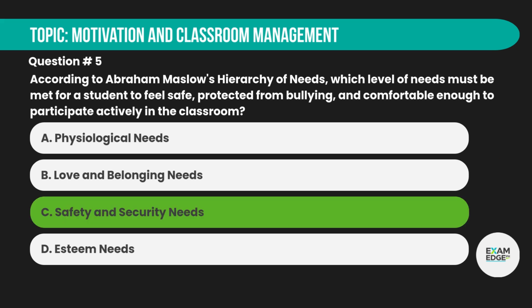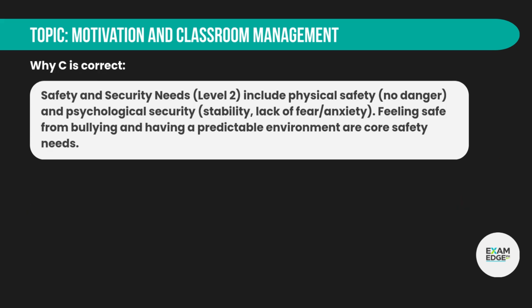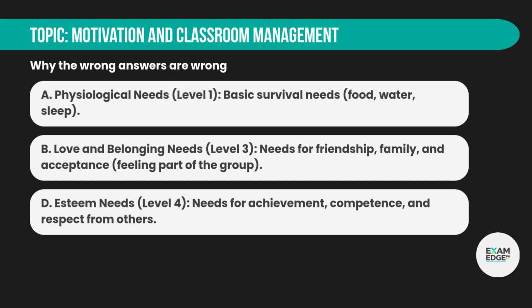Correct answer: C. Safety and security needs. Why C is correct? Safety and security needs, level 2, include physical safety, no danger, and psychological security, stability, lack of fear and anxiety. Feeling safe from bullying and having a predictable environment are core safety needs. Why the wrong answers are wrong?